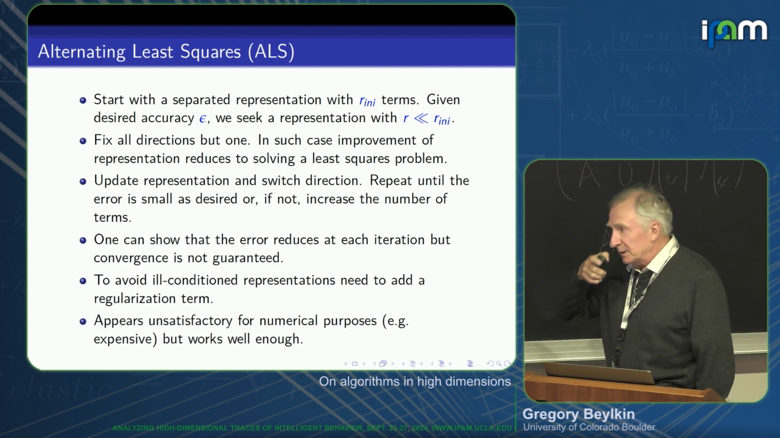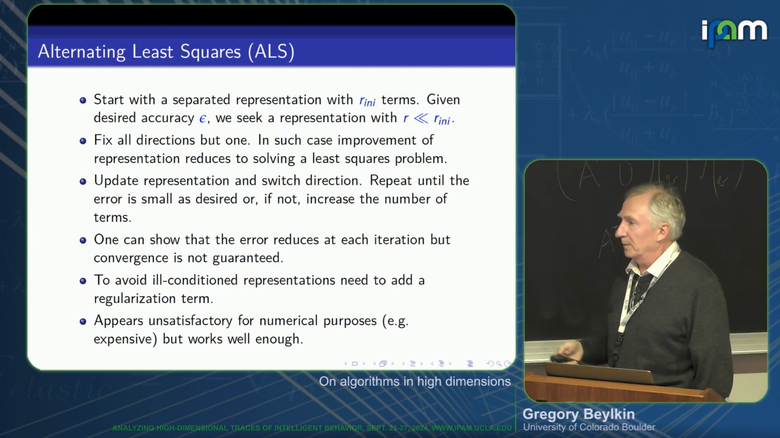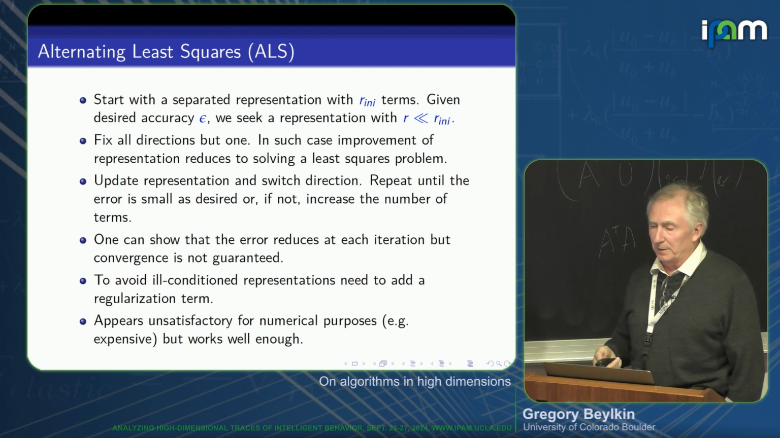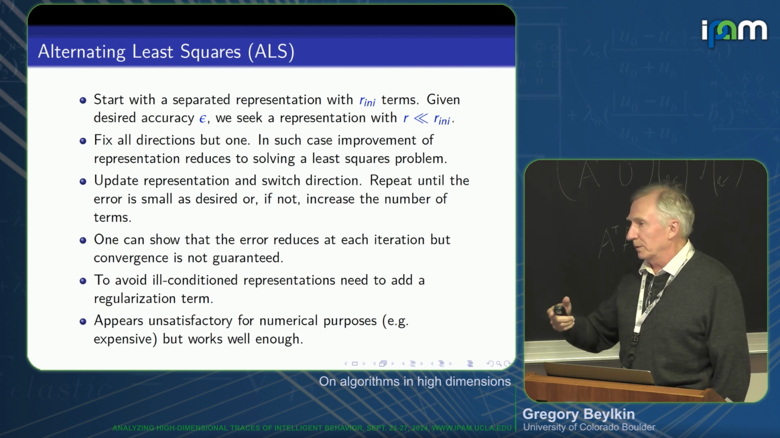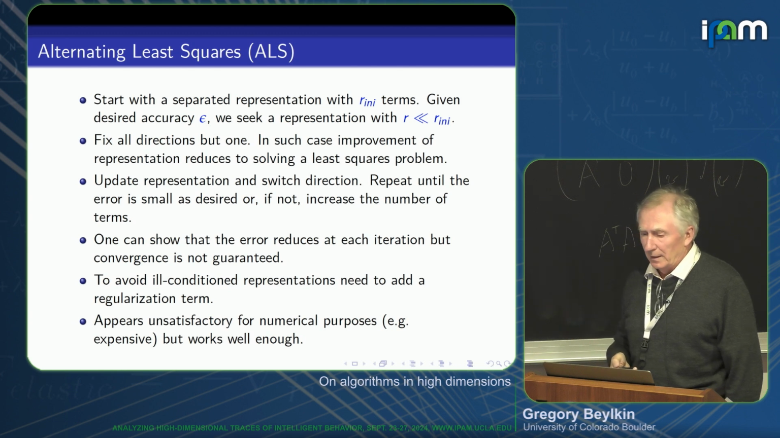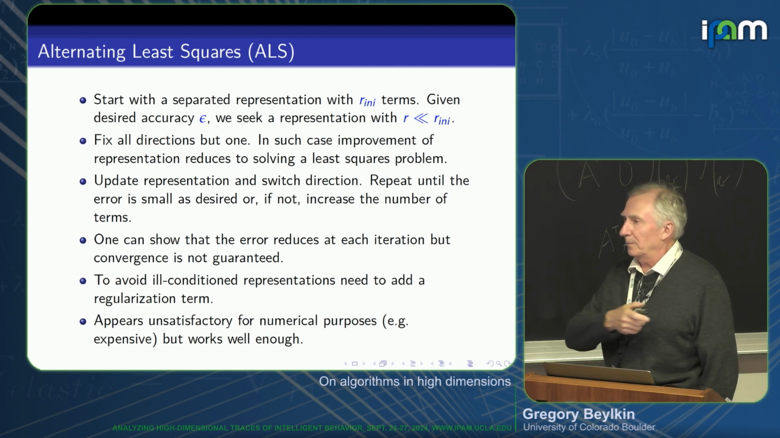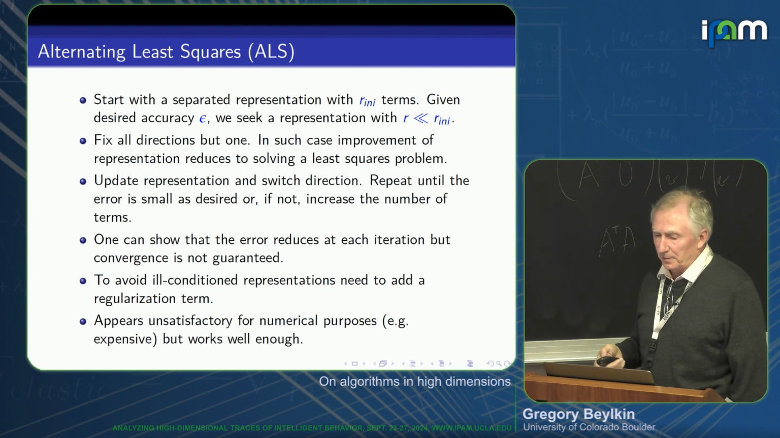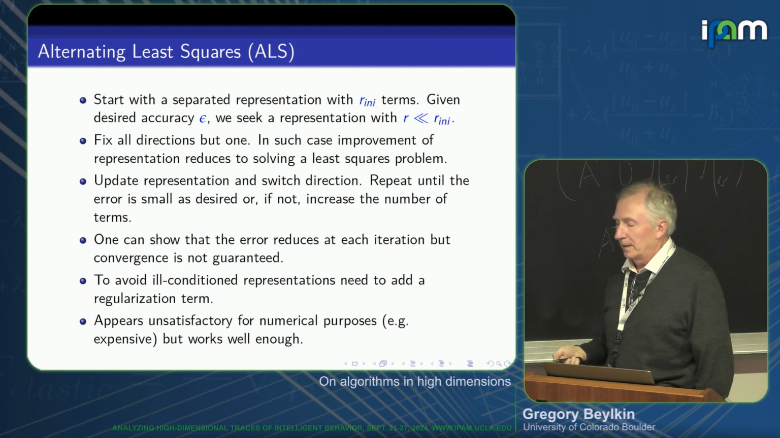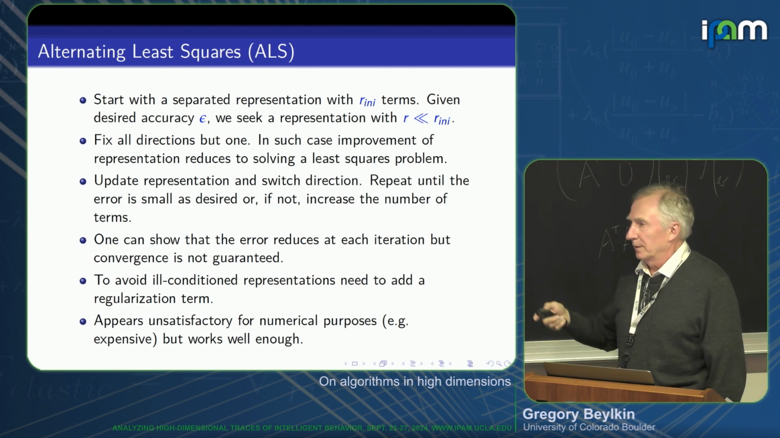So, alternating least squares. This was used in chemometrics since the 70s. I'll describe the basic idea of this algorithm. You have a separated representation already, or in low dimensions, you can have a tensor. So you have some representation with R initial terms, and you want to seek a representation with fewer terms. So R initial, say, 10,000, and you want to construct something that is 10.